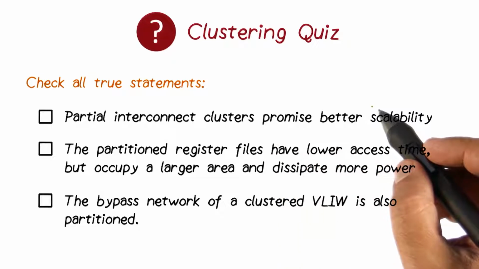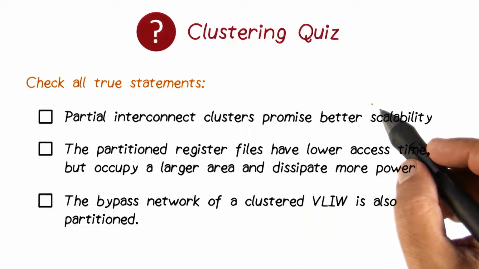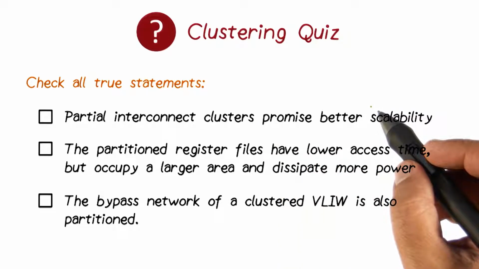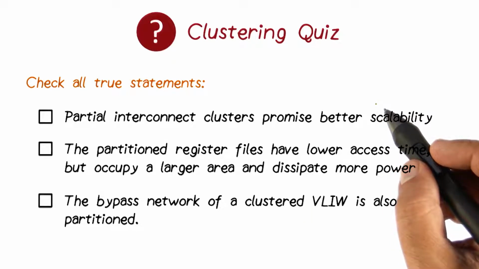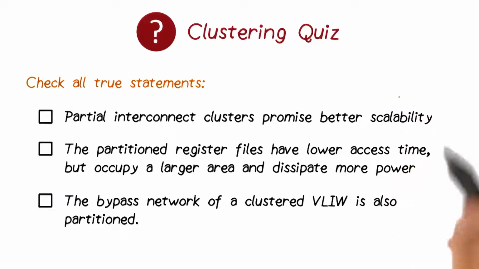The first sentence says that the partial interconnect clusters promise better scalability. The second sentence says that the partitioned register files have lower access time but occupy a larger area and dissipate more power. And then the third sentence says that the bypass network of a clustered VLIW is also partitioned. Please go ahead and mark those choices now.